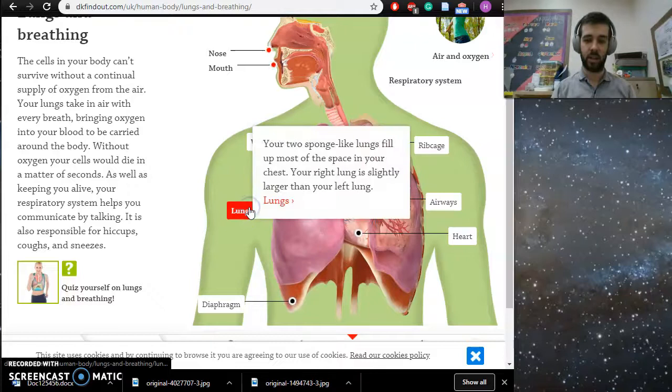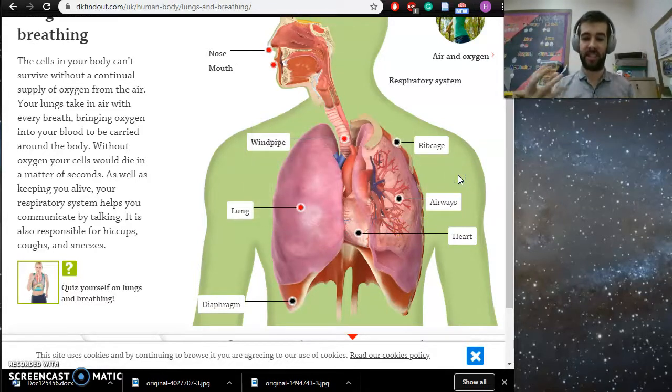It says here, and if you didn't know, you can click on these. You can get more information by clicking on them. It says these are two sponge-like substances that fill your chest. They have a really massive surface area inside because they have lots of these little alveoli, and they need lots of surface area to absorb as much oxygen as possible because obviously our bodies need it.